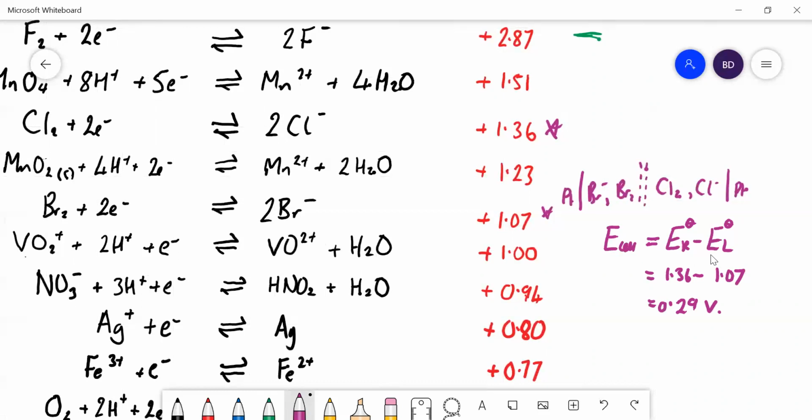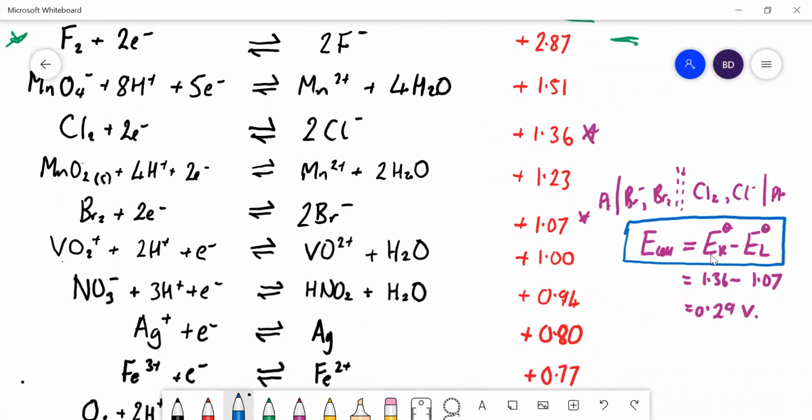And this is quite important. They always ask you to work out E cell. They'll give you two physical half cells, stick them together to make a full cell and work out the voltage of the full cell using that equation, right minus left. And of course, they give you a whole table of values like this to be working with. Okay.